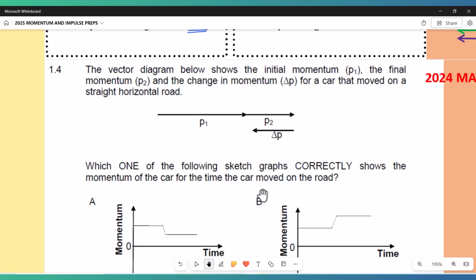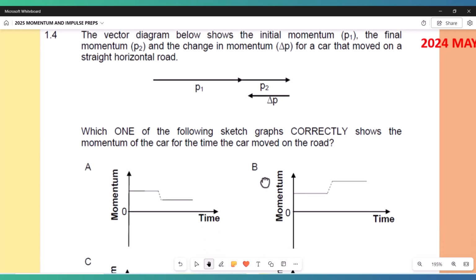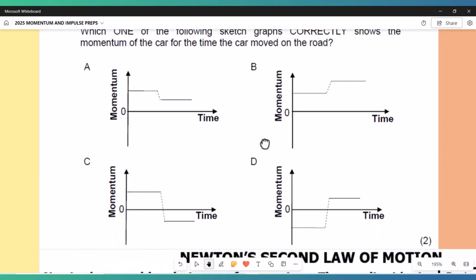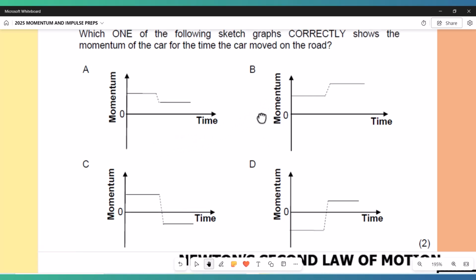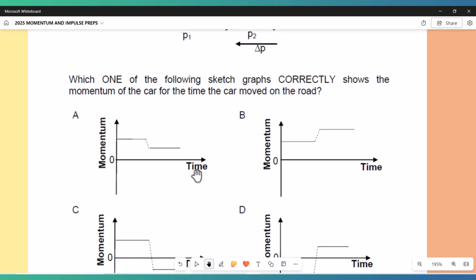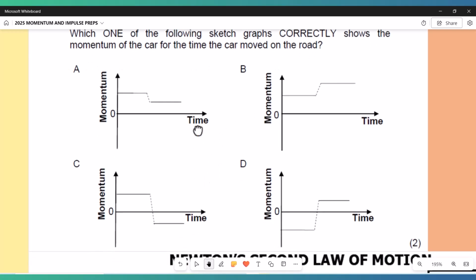Now, when it comes to our graphs here, whenever we are moving in the same direction, then we should be on one side of the y-axis. I repeat, whenever the object is moving in the same direction, then the graph must be on the same side of the y-axis, which means that in this particular case, graph C and graph D are not correct, because they show a reversal in direction, and our arrows are both pointing in the same direction. So now we're going to choose from A and B.